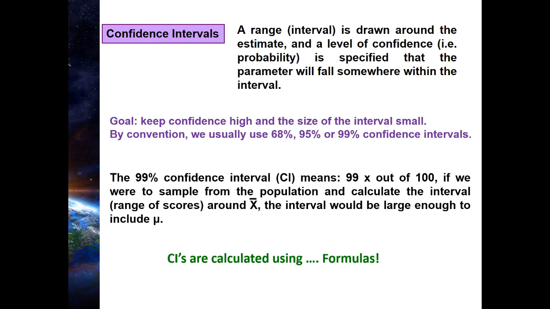All right. If it was the 68%, again, it means that if we did this 100 times, sampled and drew a range of values around that sample, 68 times out of 100, we have calculated the interval correctly, and mu is somewhere in that interval. All right, so the way we explain it doesn't change. We just change the number from 68 to 95 to 99.